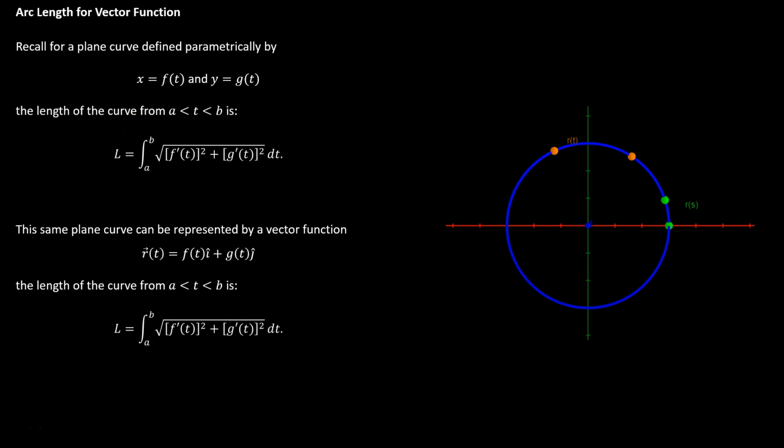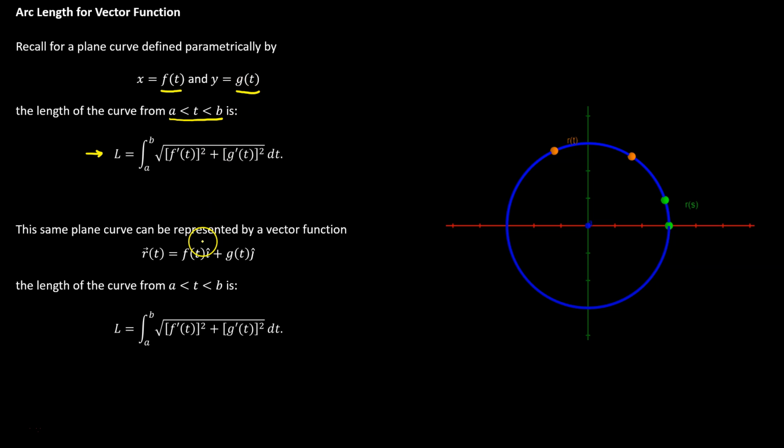Arc length for a plane curve. Remember, that's a curve that's stuck in 2 dimensions. For a plane curve defined parametrically by, let's say, maybe the functions f of t for the x and g of t for the y, if we wanted to define the length of a curve between the parameter a and b, we would use the integral of the square root of the sum of the squares of the first derivatives of our 2 parametric equations.